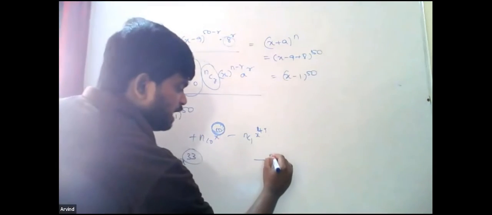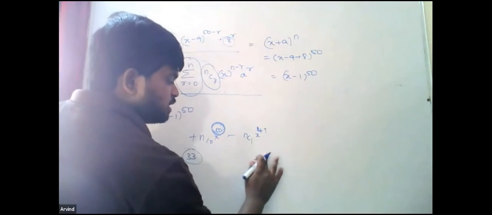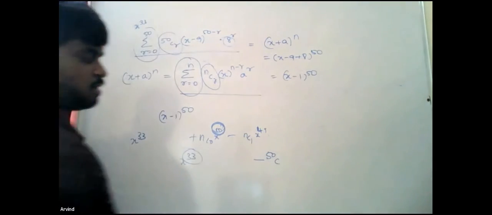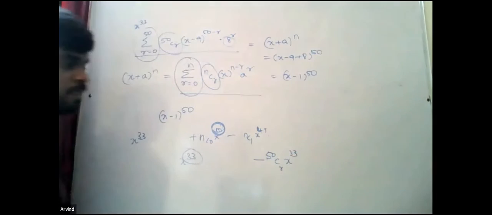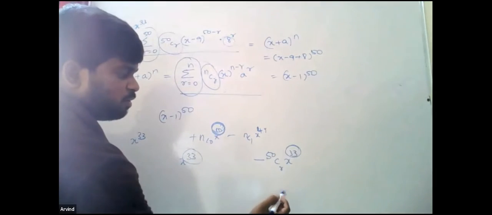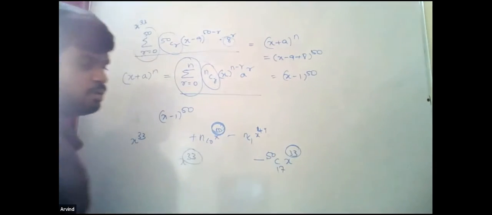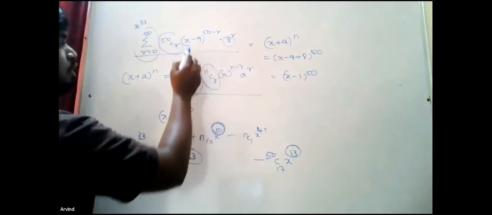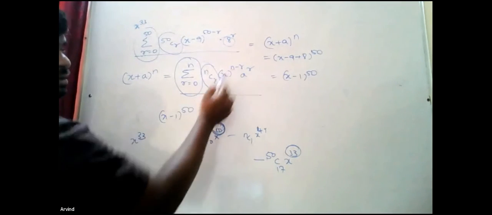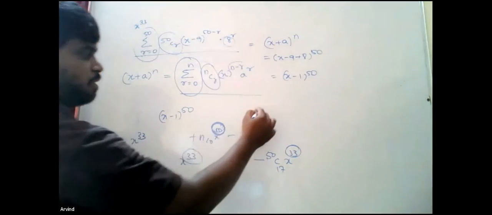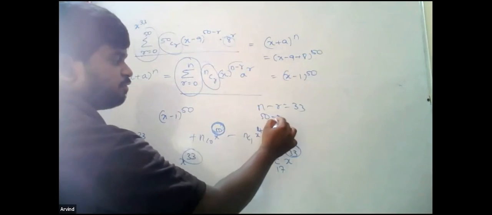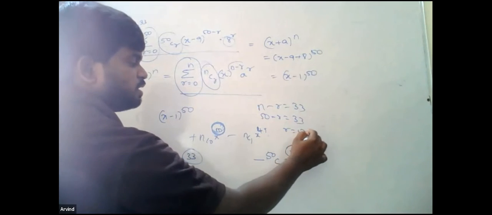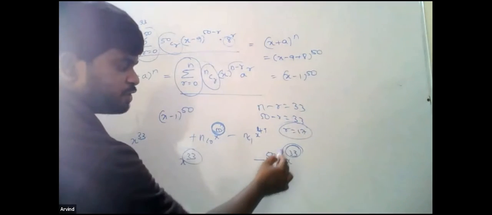Minus nC, in place of n we have to put 50. 50C something, I don't know what is the value of r. Let's keep it equal to x to the power 33. Observe here, for 33 to come, here you must have 17. Because observe, what is the formula? x to the power n minus r. So here 33 is n minus r, and we know the n value is 50. 50 minus r is equal to 33. Therefore r should be 17. Therefore the coefficient of x power 33 is this.